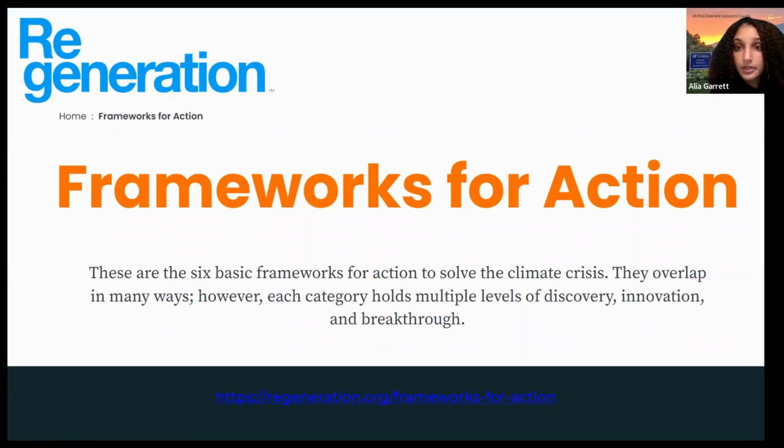Now we're going to talk about the frameworks for action. There are 6 basic frameworks that will solve the climate crisis. They overlap in many ways. However, each category holds multiple levels of discovery, innovation, and breakthrough.